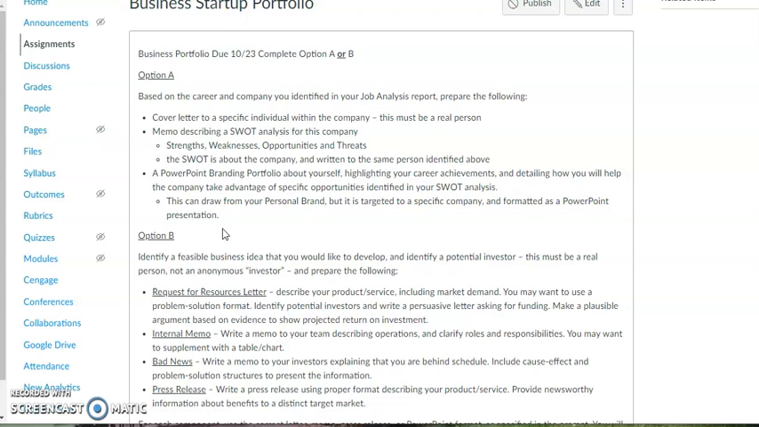Package your new brand, your more detailed brand, as a PowerPoint or a slideshow. All of this is now part of your Option A portfolio. So the letter, the memo, the PowerPoint branding portfolio. You're going to upload this into Canvas. You can upload it together, or you can upload each individual piece. Either is acceptable. That's Option A.